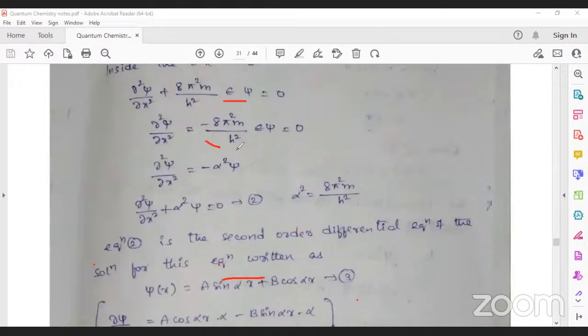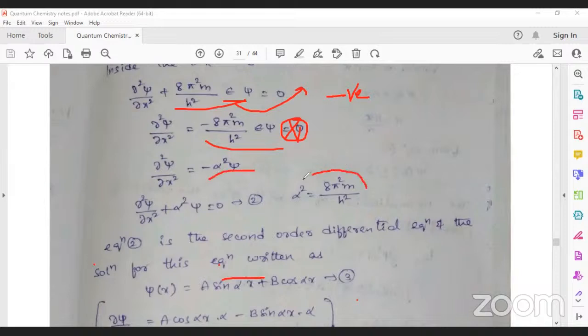This will be moved to the right hand side, right? So this is not equal to 0. Don't write this one. Just ∂²ψ/∂x² is equal to minus 8π²m by h² into Eψ. This entire term will be moved to the right hand side, and that becomes negative. So therefore, ∂²ψ/∂x² is equal to minus α²ψ.